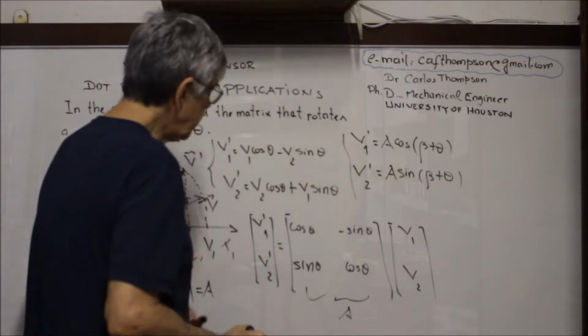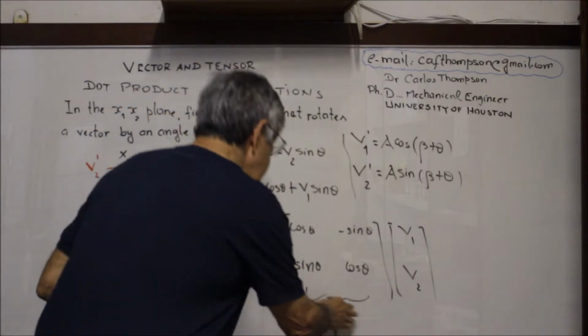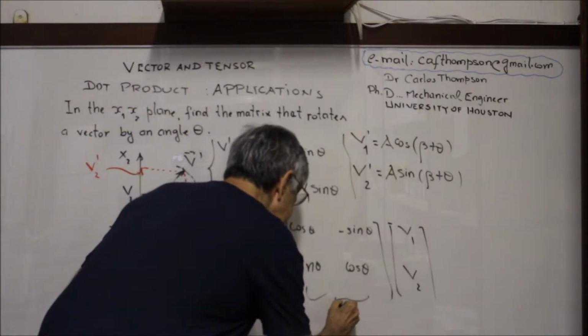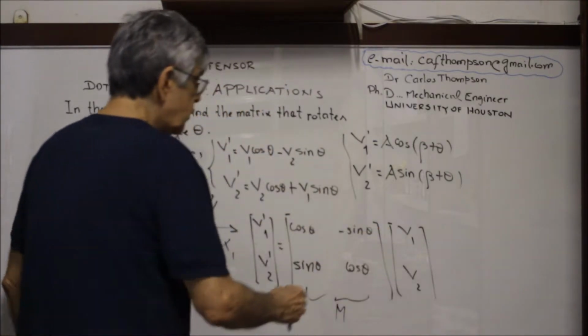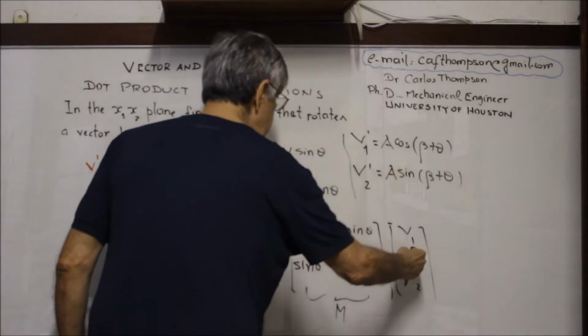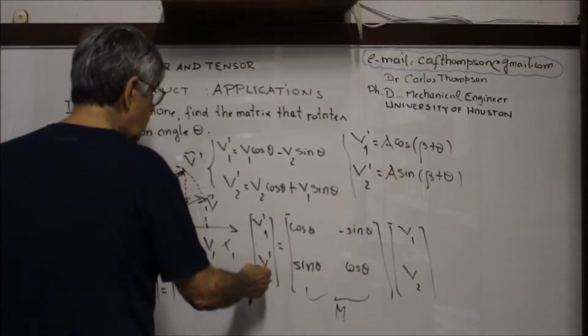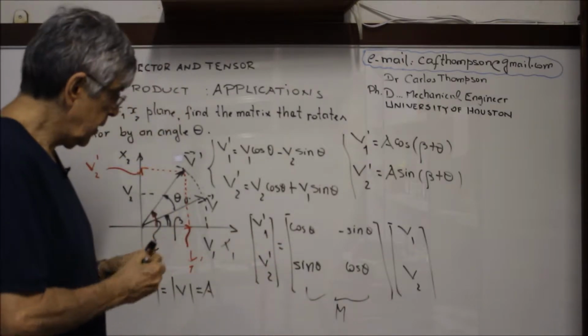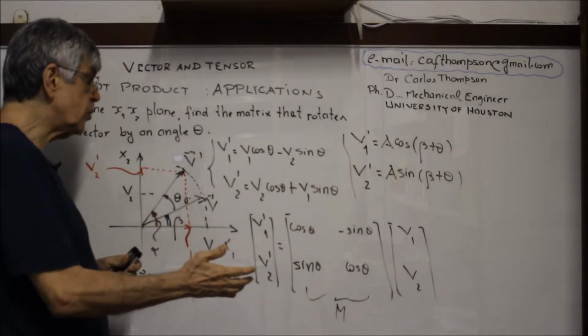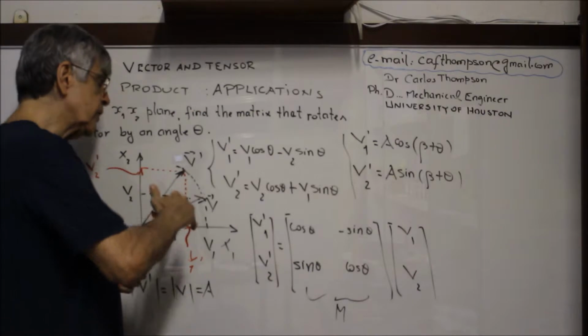This matrix, let's call it matrix M. This M rotates the components of vector V into the components of the vector V prime. This is the matrix. Now, let's do the opposite.